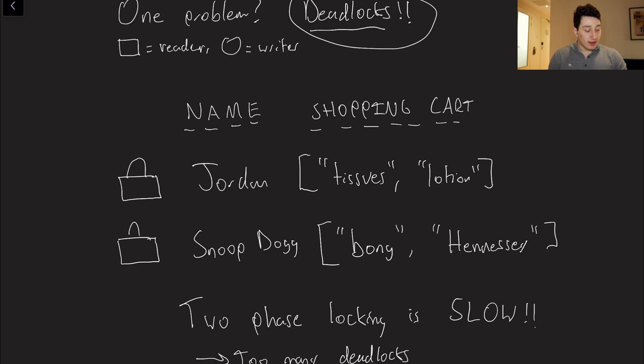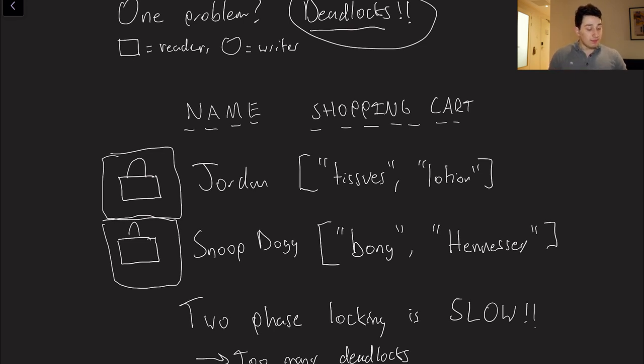So what that first entails is, let's imagine now that this is the Jordan transaction, right? So first, Jordan, aka myself, is going to grab the reader lock for the Jordan lock. It's going to grab the reader lock for the Snoop Dogg because I need to be able to read a list in order to modify it. And similarly, I need to be able to read the Snoop Dogg row in order to eventually get the items from it so I can add them to my cart.